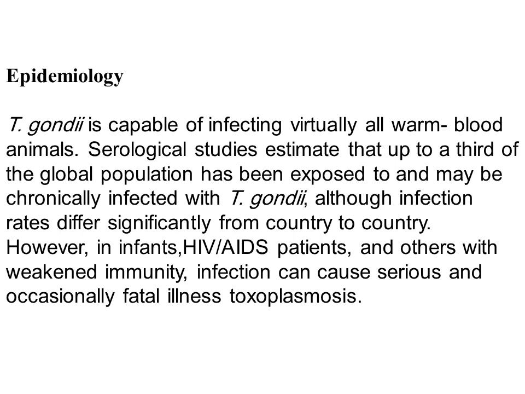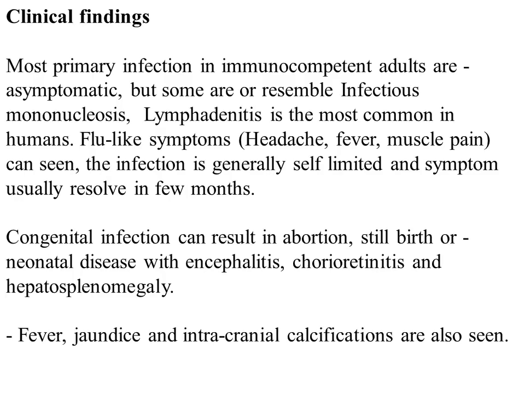Toxoplasma clinical findings. Most primary infections in immunocompetent adults are asymptomatic, but some resemble infectious mononucleosis; lymphadenitis is the most common in humans. Also, flu-like symptoms such as headache, fever, and muscle pain can be seen in infected patients. The infection is generally self-limited and symptoms usually resolve in a few months.